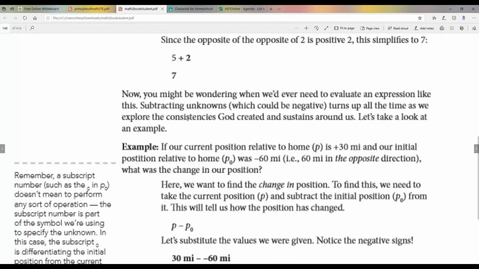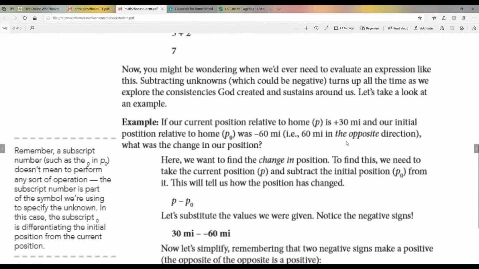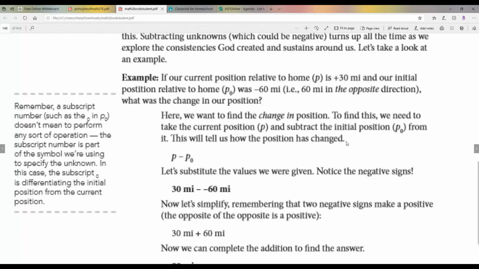Now, you might be wondering, would we ever need to evaluate an expression like this? Subtracting unknowns, which could be negative, turns up all the time as we explore the consistencies that God created and sustains around us. So we're going to take a look at an example here. If our current position relative to home, which is P, is 30 miles, and our initial position relative to home, which is P0, was negative 60 miles, an example is 60 miles in the opposite direction. What was the change in our position?